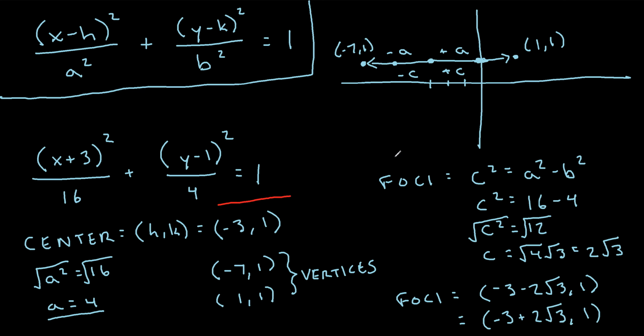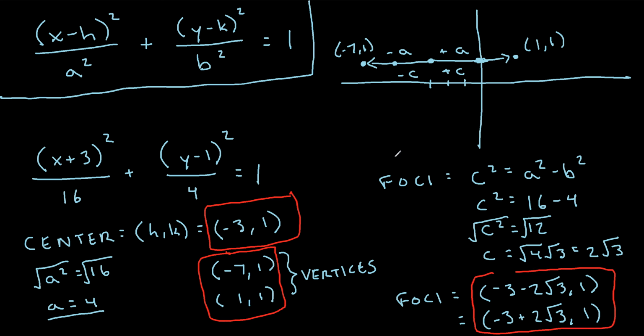So we found the center, we found the vertices, and we found the foci using just this original equation that we were given.